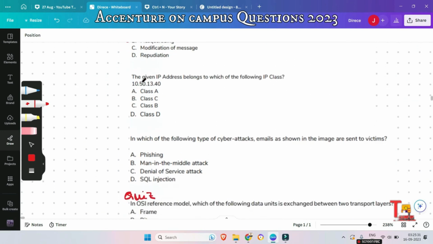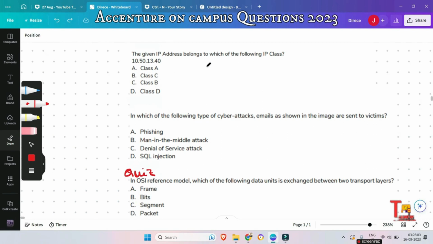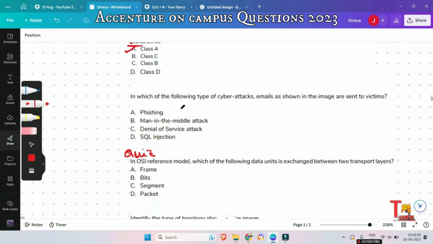Okay, the next question is, the given IP address belongs to which of the following IP classes? A, B, C, or D? Actually, this is repeatedly asked and I have repeatedly discussed this in the earlier videos as well, so I am not explaining it in this video again, right? So this is class A. The range of the first octet is from 0 to 127, so this will be class A.